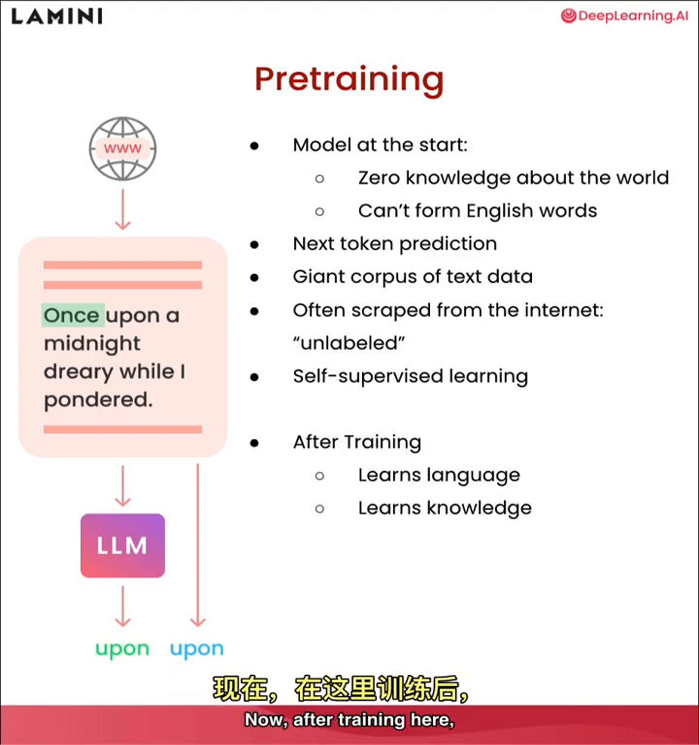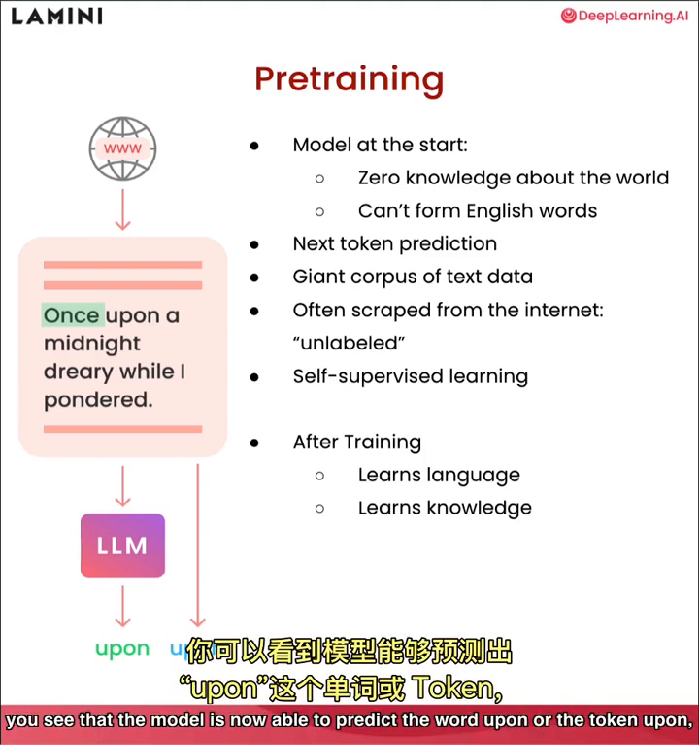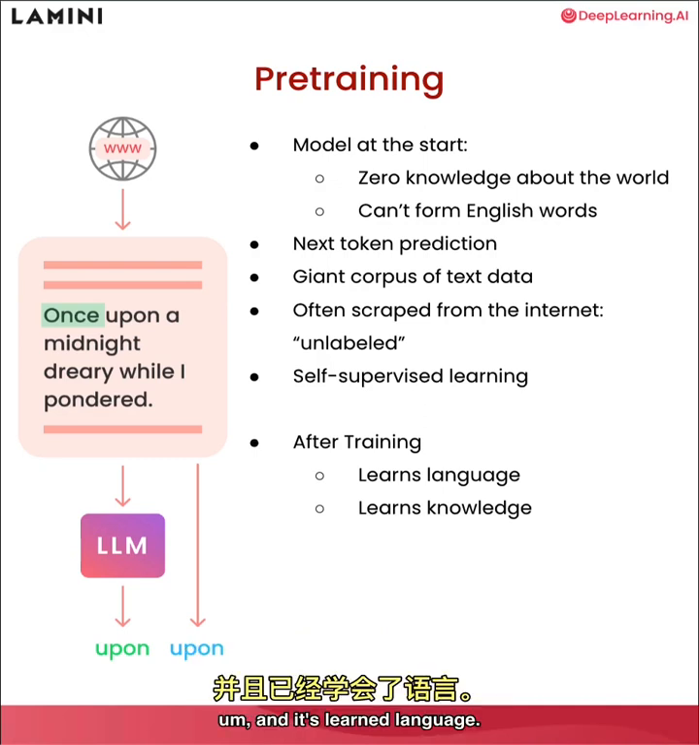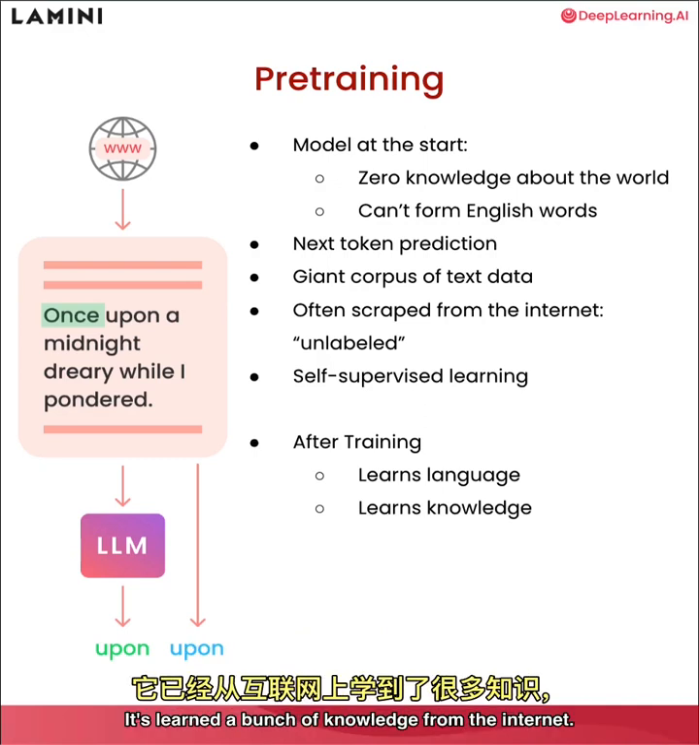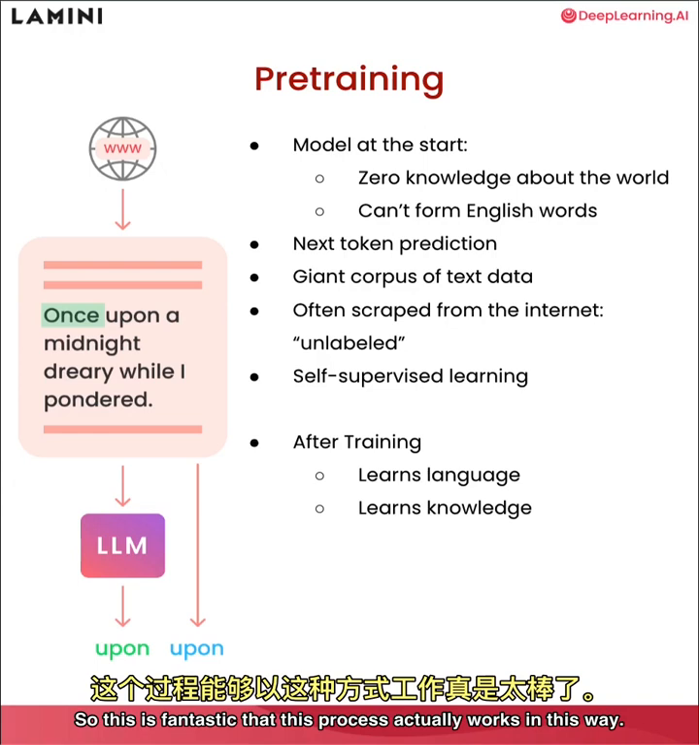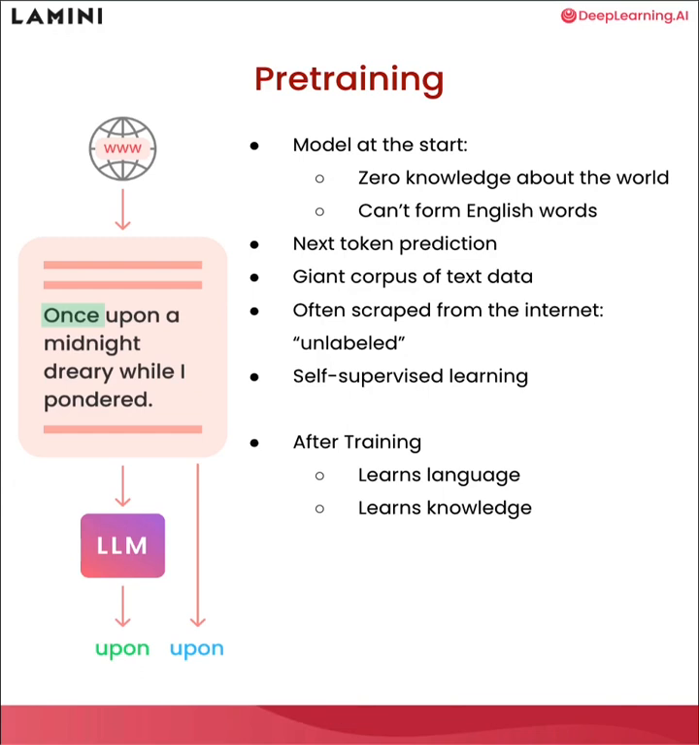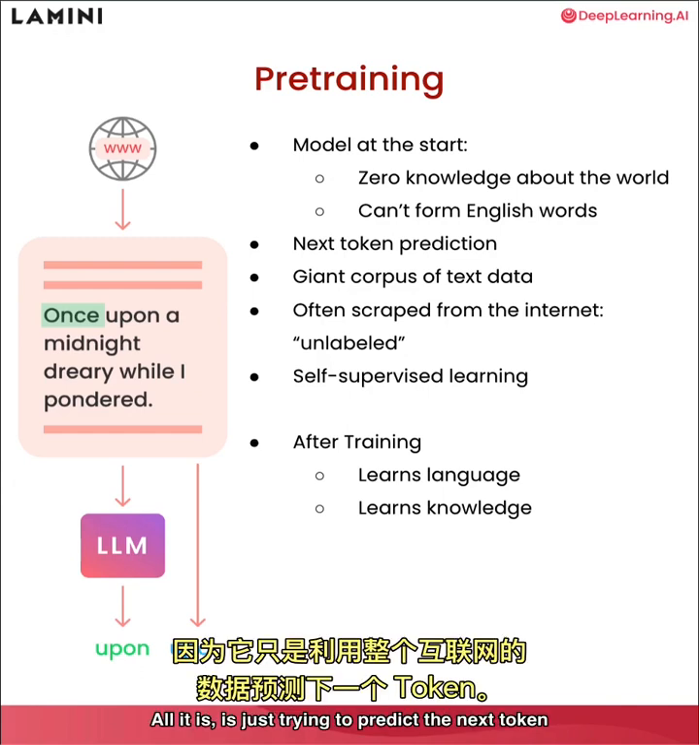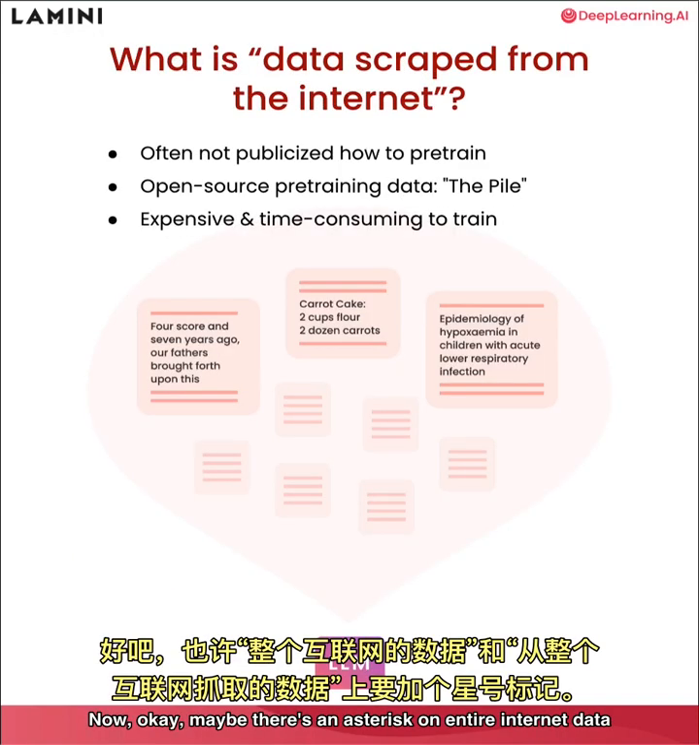Now, after training, here you see that the model is now able to predict the word upon, or the token upon, and it's learned language. It's learned a bunch of knowledge from the internet. So this is fantastic that this process actually works in this way, and it's amazing because all it is doing is trying to predict the next token, and it's reading the entire internet's worth of data to do so.